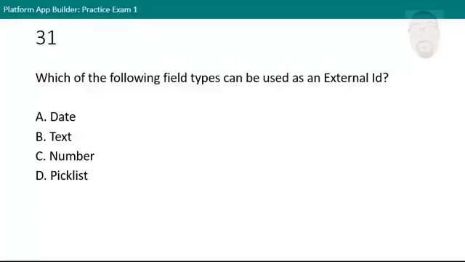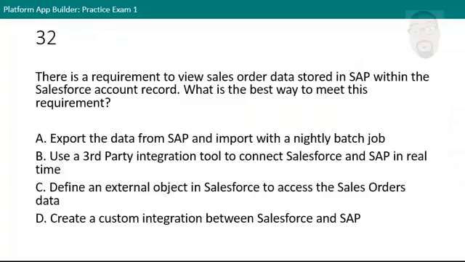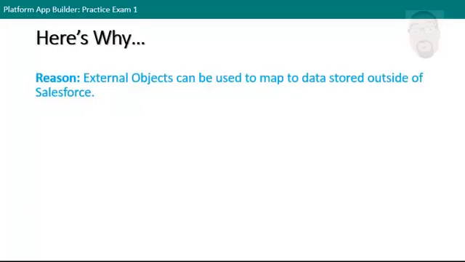Which of the following field types can be used as an external ID? Text, and number. An external ID can be a text, number, or email field. There is a requirement to view sales order data stored in SAP within the Salesforce account record. What is the best way to meet this requirement? Define an external object in Salesforce to access the sales orders data. External objects can be used to map to data stored outside of Salesforce.